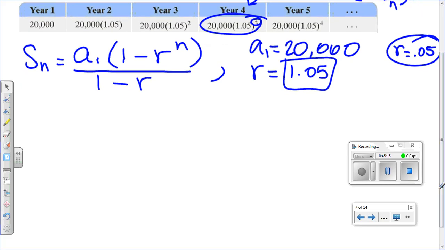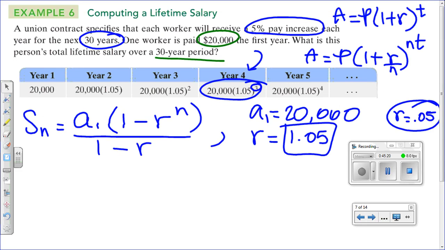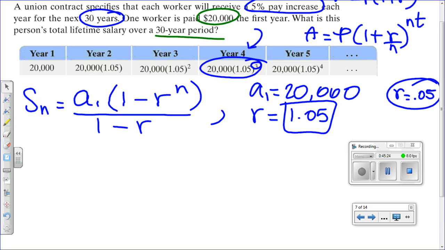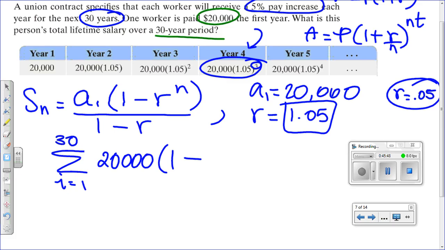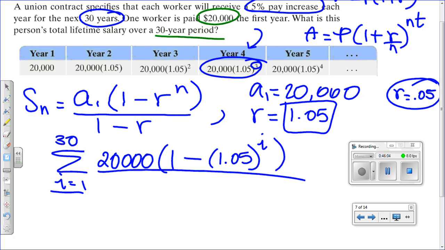So I want you guys to tell me the answer. What will be his total salary in a 30-year period? In 30 years, your lower limit will be 1 and your upper limit will be 30, and your formula is actually what you see here. If you want to enter it on the calculator, it will be the first year, 20,000, times 1 minus 1.05 to the power i, because that's how I'm labeling my counter, over 1 minus 1.05. Don't tell me it's a lot, because all you have to do is type it on the calculator.